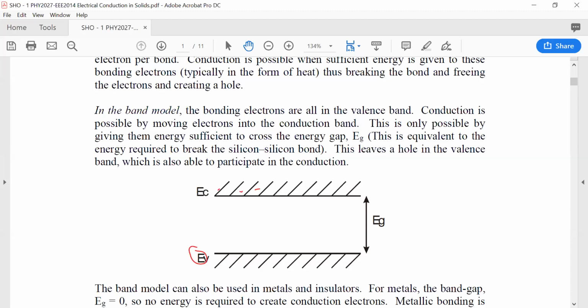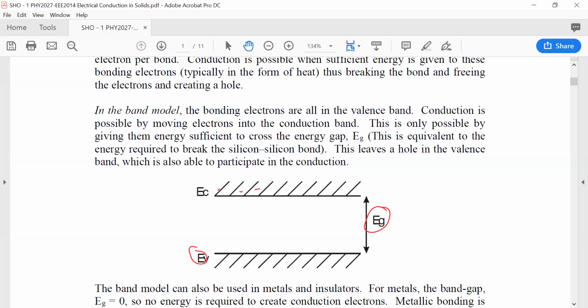The energy they need to get to the conduction band is more than what they have while they're in the valence band. And so they can only get up to the conduction band and generate current, because they can move, if they gain enough energy. And the energy that they need has to be sufficient to cross this energy gap. The amount of energy equivalent to the band gap can be considered the same as that required to break a bond between atoms in the bond model. So you can see that they're connected.